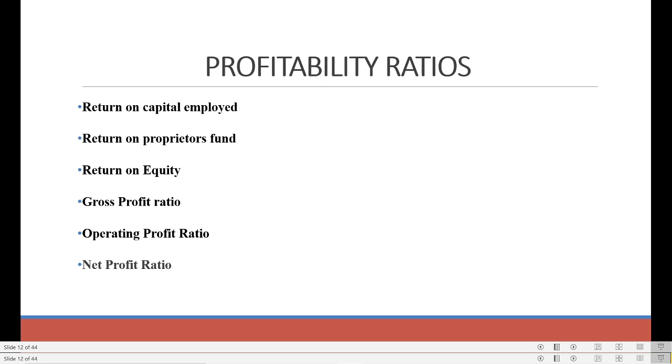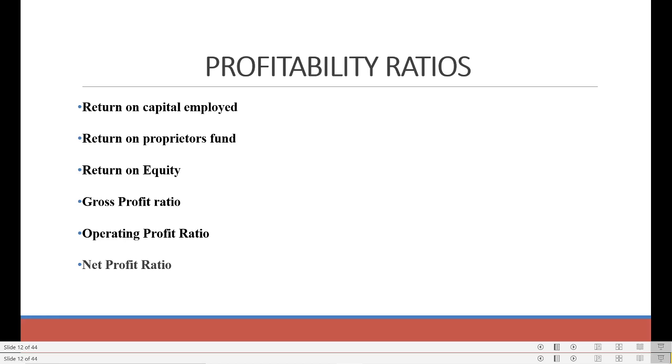The reason I am showing these ratios here is that they are categorized into two. First, you can see return on capital employed, return on proprietary fund and return on equity. And next are the gross profit, operating profit and net profit ratios. The first three ratios come under one category where we compare with the capital. And the next three ratios we compare with the sales. So let us discuss the first three ratios.